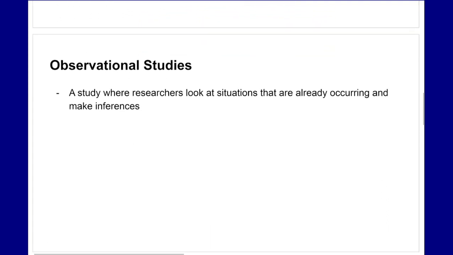Observational studies. An observational study is where researchers look at situations that are already occurring and then make inferences. Here we're not applying any sort of groups. We're not separating people or anything like that. We're just observing what's occurring, not forcing any change or making any groups. We're not giving people anything. We're just observing what's happening.